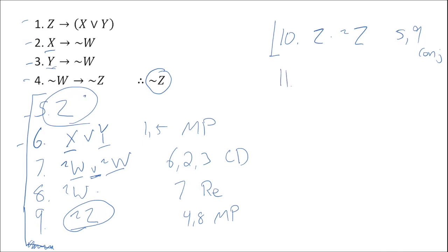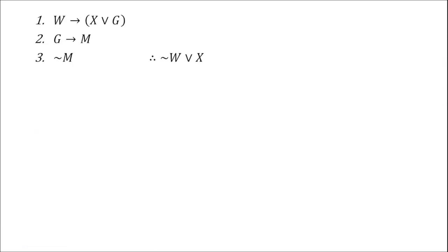And what has that shown? Well, it's shown that tilde Z can't be true. And if tilde Z can't be true, then Z must be. So we have proven Z from 5 through 10 are A. One more? Sure, why not?